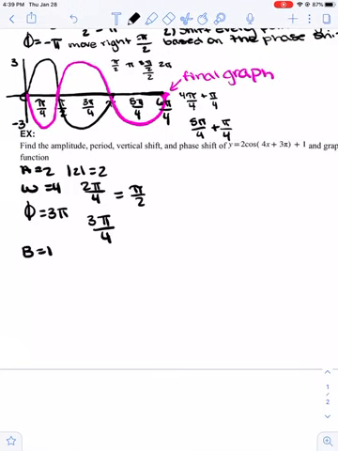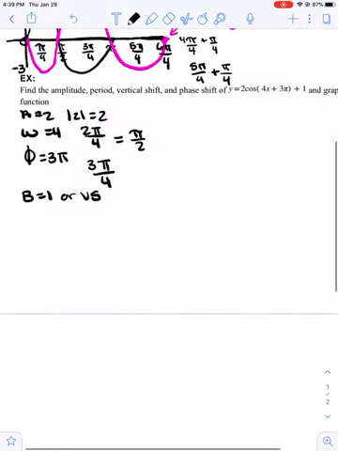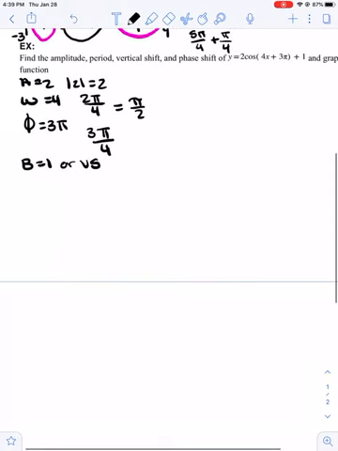Our b is 1, so we have a phase shift of up 1, which is considered our vertical shift. Vertical shift. Okay. Now let's go and graph this.